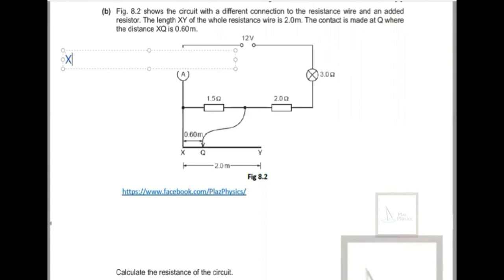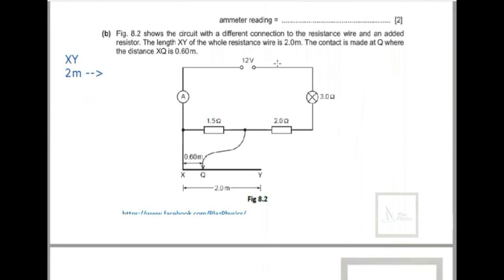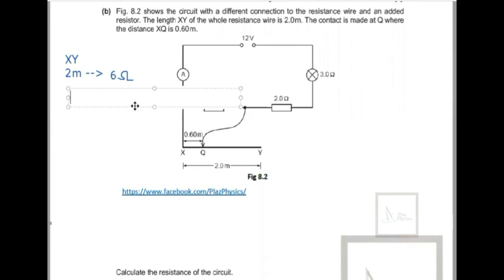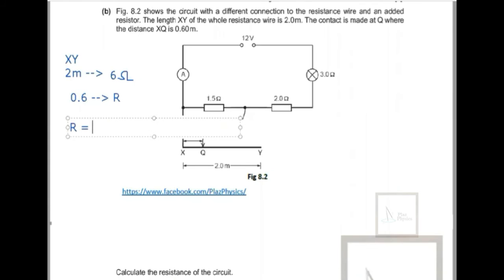Okay, calculate the SY first. SY is 2 meter, 6 ohm. But now SQ is 0.6. So how many ohm? So you calculate 0.6 times 6 divided by 2 meter. Using the ratio, 1.8 ohm.